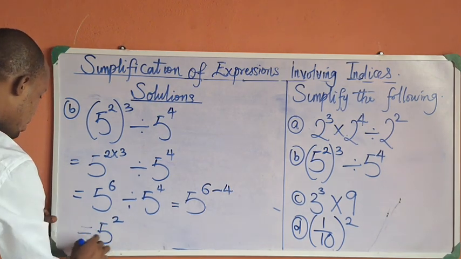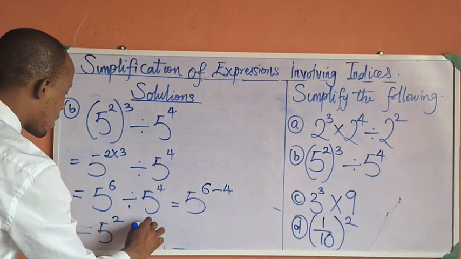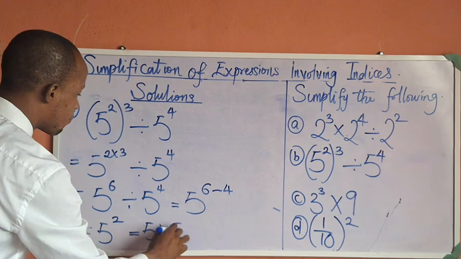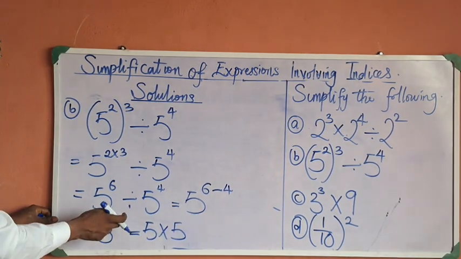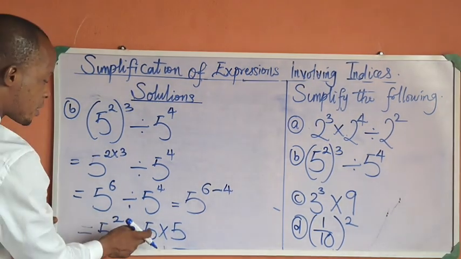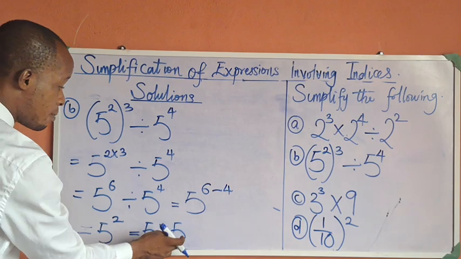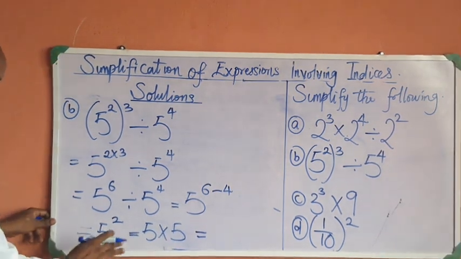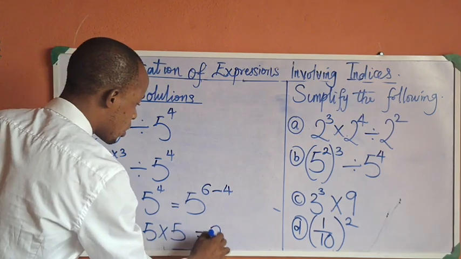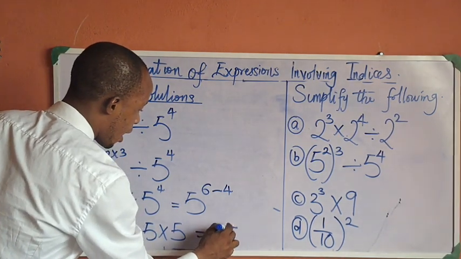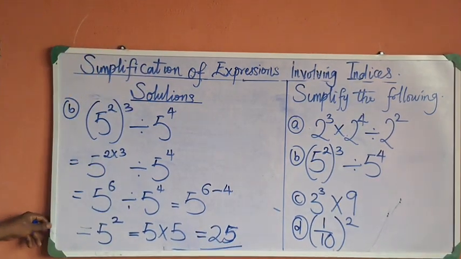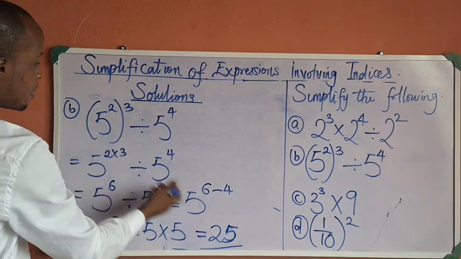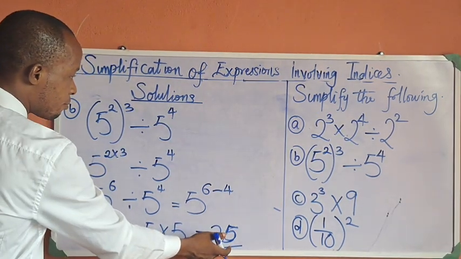And this simply means that 5 is multiplied by itself 2 times. And if 5 is multiplied by itself 2 times, the final answer simply is 25. So you see, this expression simply means 25.